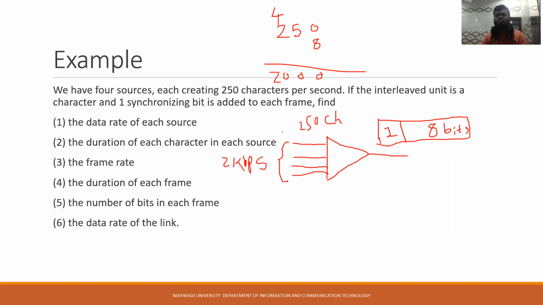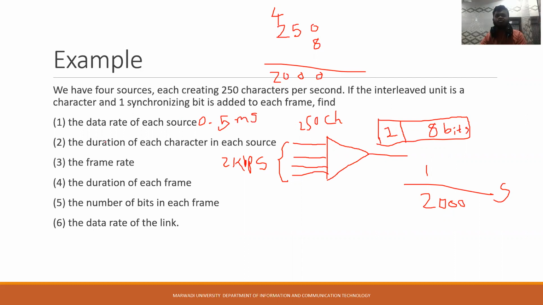If we have 2 kbps, we can send 250 characters per second. So the data rate of each source would be 1 upon 2000 seconds, that is 1 upon 2 into 10 raised to 3, or we can say 1 upon 2 millisecond, or 0.5 millisecond.